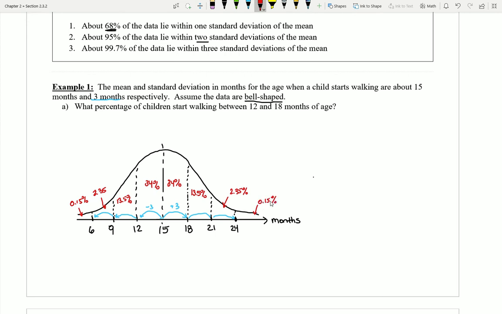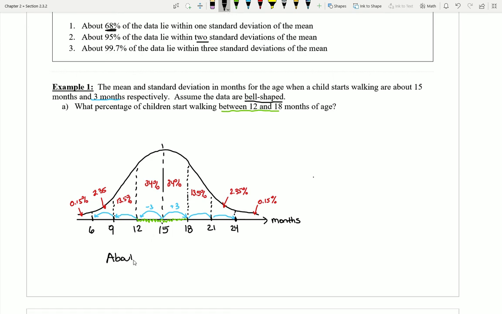With the picture now fully labeled, I should be able to easily answer Part A, Part B, and Part C of this question. It shouldn't be too difficult at all. So let's see what Part A asked again. We want to know what percentage of children start walking between 12 and 18 months. Like in the picture, I can see that 12 to 18 months covers this portion of the number line in green. So what red percentages have I covered in that interval? Well, that's a 34% and another 34%. That's a grand total of 68%.